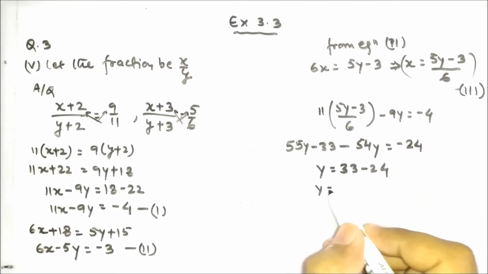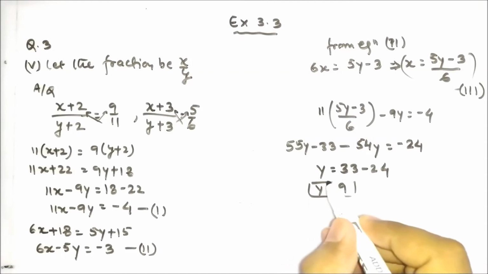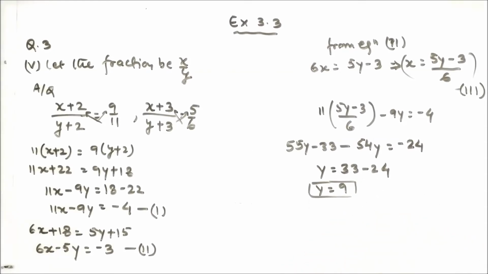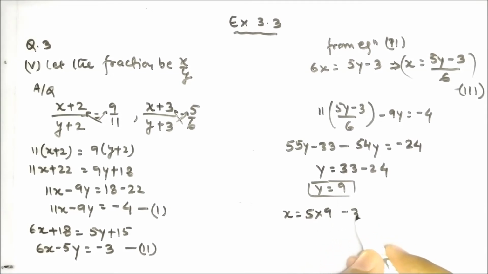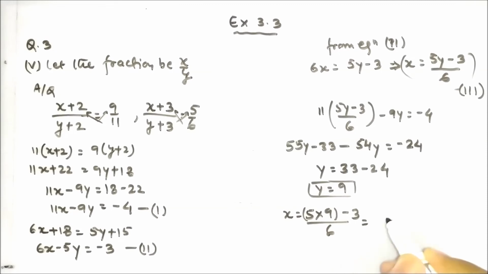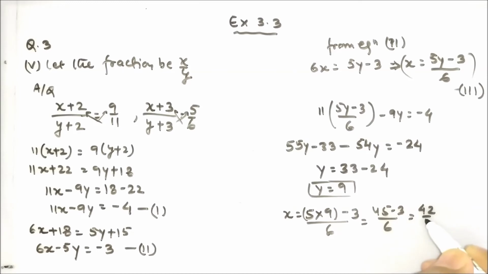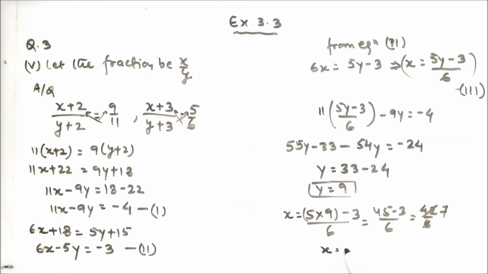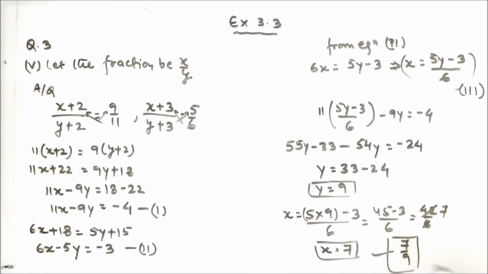Okay, so y will be equal to 9 from here. 33 minus 24, that will be 9. Now putting the value y is equal to 9 in equation number 3 to get the value of x. So x will be equal to 5 into y, means 5 into 9 minus 3 divided by 6. So that will be 45 minus 3 divided by 6. That will be 42 by 6. So when you cancel this, you will get 7. 7 sixes are 42. So x is 7. So the fraction we assumed was x by y, so the actual fraction is 7 by 9. This will be the required answer.